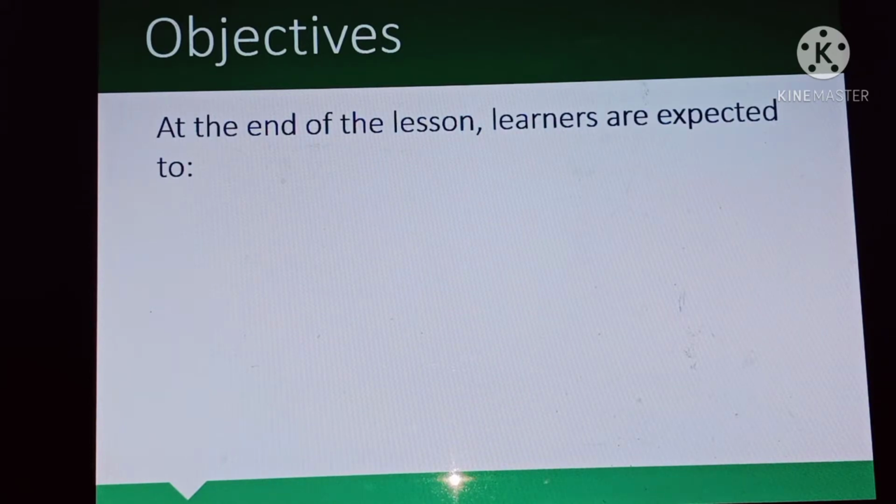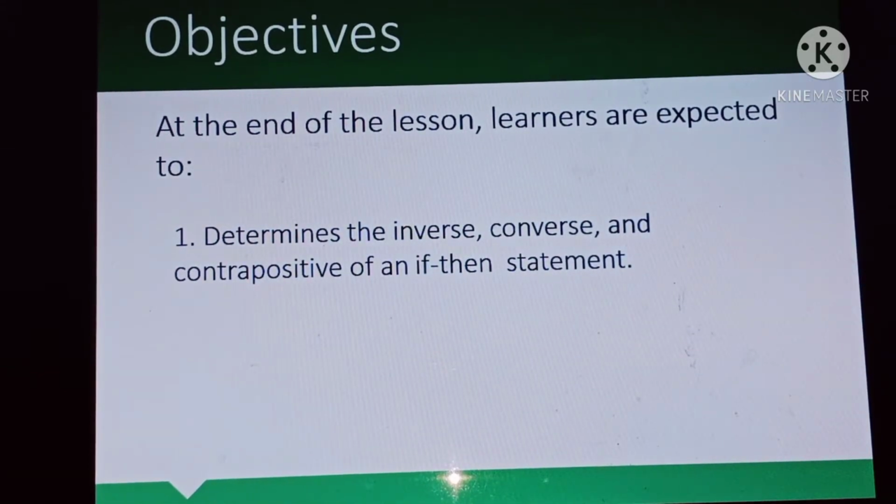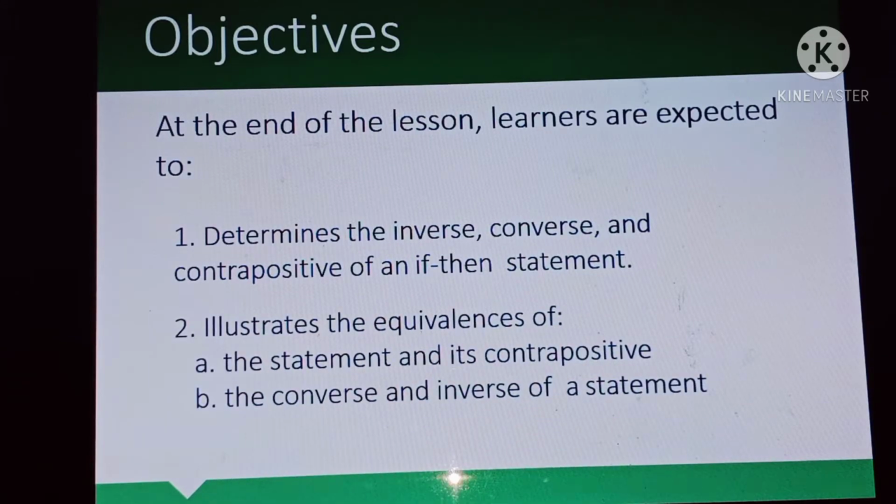At the end of the lesson, learners are expected to: number 1, determine the inverse, converse, and contrapositive of an if-then statement. Number 2, illustrate the equivalences of letter A, the statement and its contrapositive, and letter B, the converse and the inverse of a statement. So, ito yung dalawang objectives natin to answer after this lesson.